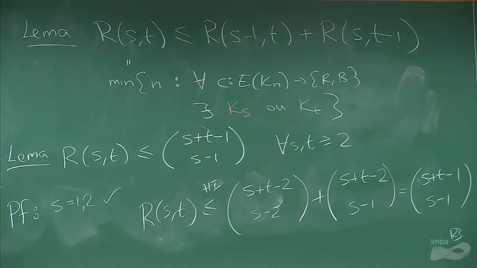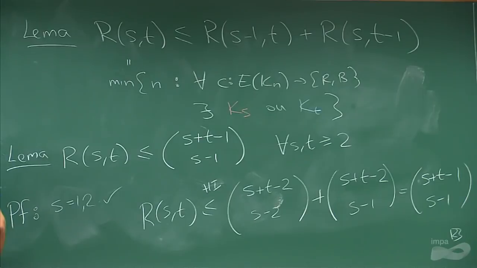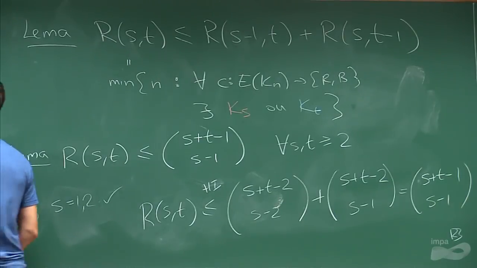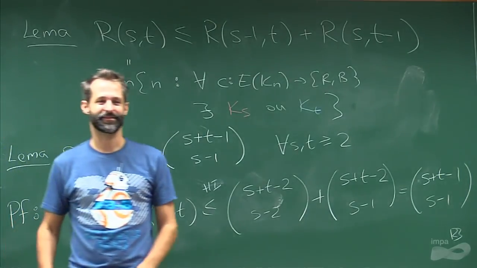R of k equals R of k, k. Right, that's what the definition is. Which by the lemma is at most 2k minus 1 choose k minus 1. And okay, that's less than 2k choose k. I was just being lazy with the minus 1s, and then you're done.